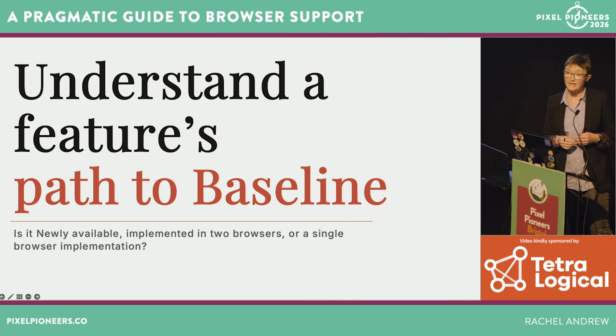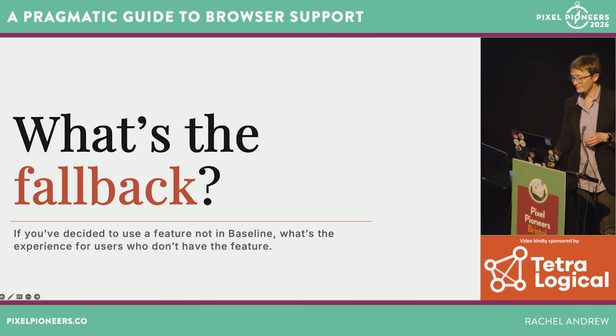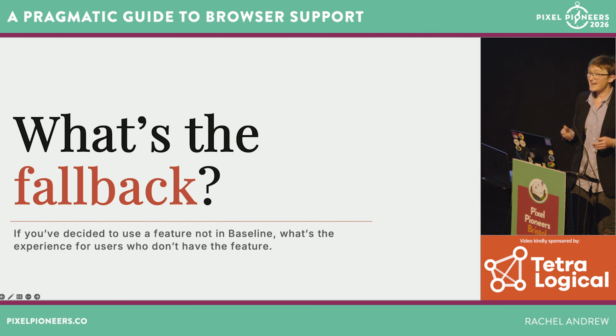Understand the feature's path to Baseline. Is it just about to become newly available because there's an implementation behind a flag in the last browser? Knowing that makes you feel safer to use things, or maybe decide not to. If the thing's not in Baseline or it's just newly available, what's the fallback? Is it actually fine if people don't have that feature?